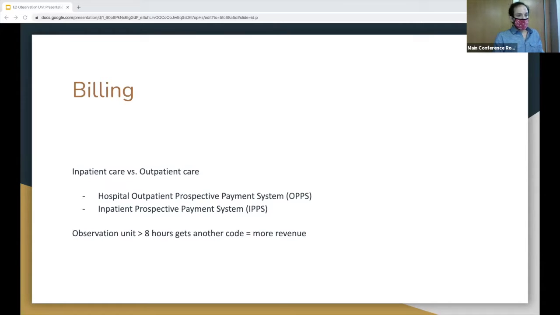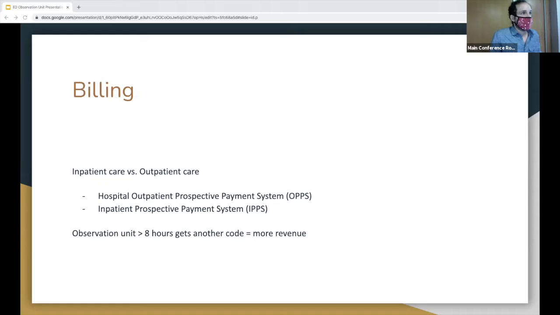Some things to note: observation really can only be billed over 8 hours. Once the stay in observation is over 8 hours, you get another code added onto your chart, and then you can bill for outpatients. Stays do have some negative outcomes on patient payment as well.